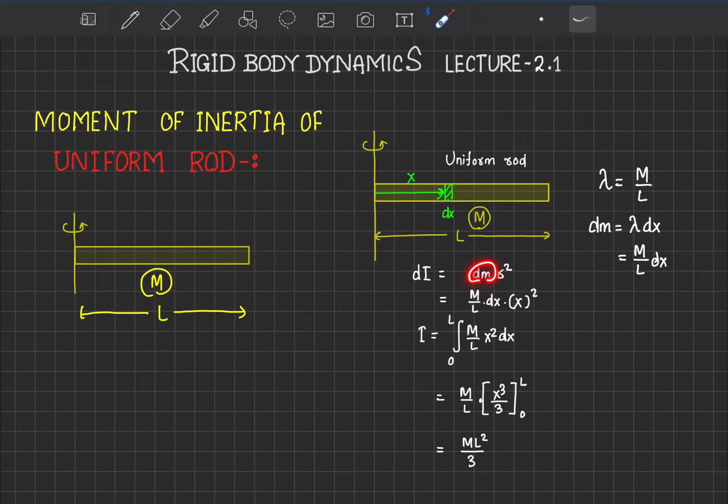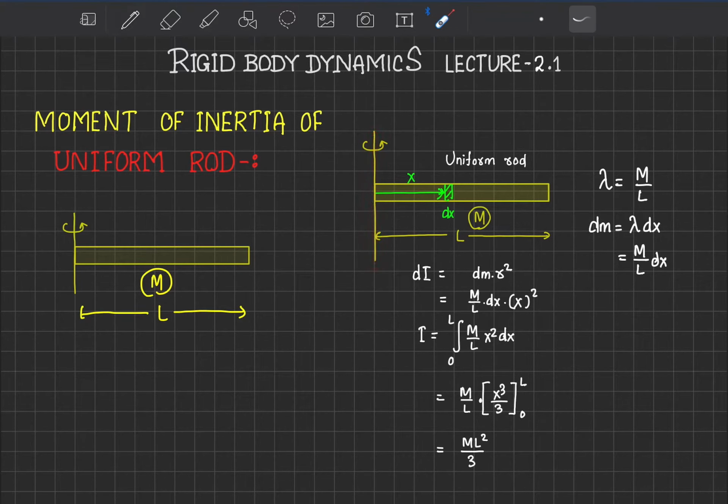Now what is dm here? dm is m by L into dx, and r is the distance from the axis, so this distance is x. We put those values here and we need to integrate this. So we are getting the function m by L into x square dx. After integration we get m by L, integration of x square dx is x cube by 3, and the limits are 0 to L. From the axis, the one end of the rod is at 0 distance, and the other end of the rod is at L distance. So the limit is 0 to L here. Now putting the values, we are getting ml square by 3. This is the moment of inertia of the rod about this one end.